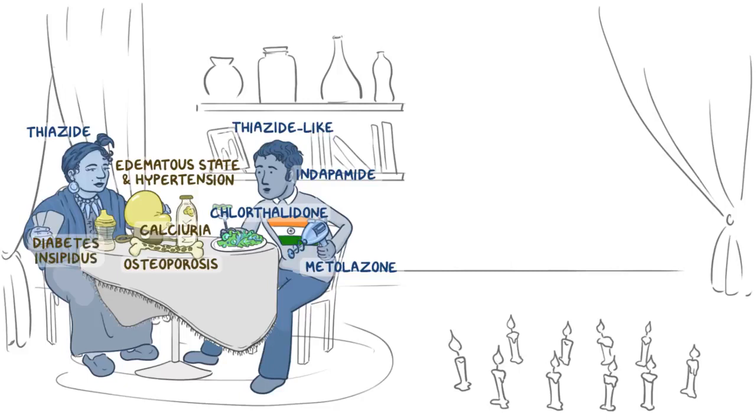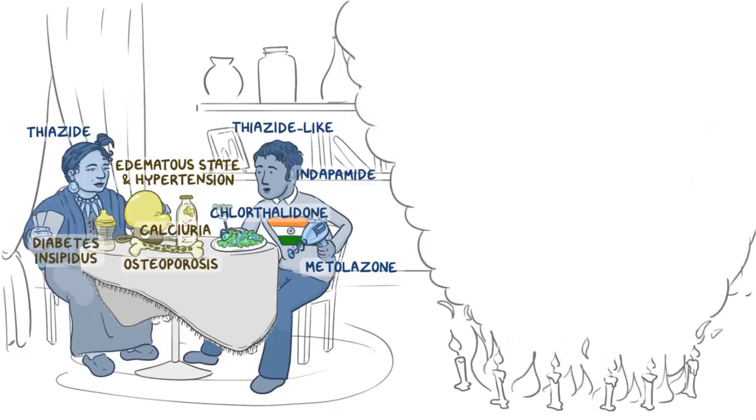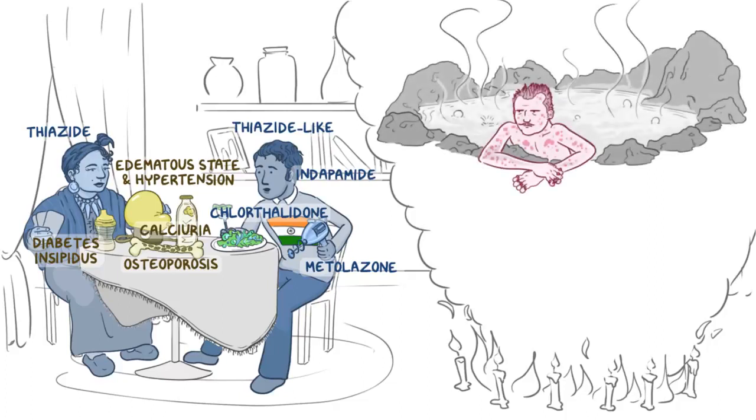The side effects will be represented by the ghost they summon. This ghost with red rashes is sitting in a hot spring with the sulfuric smell of rotten eggs, because these medications can cause a reaction in people with a sulfa allergy. His fingers are swollen with uric acid crystals sticking out, for hyperuricemia and gout.